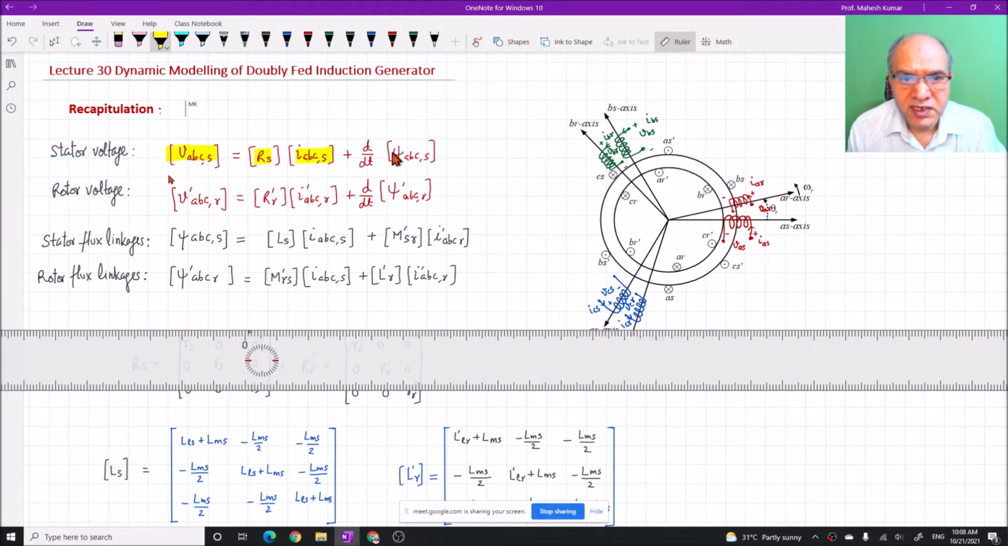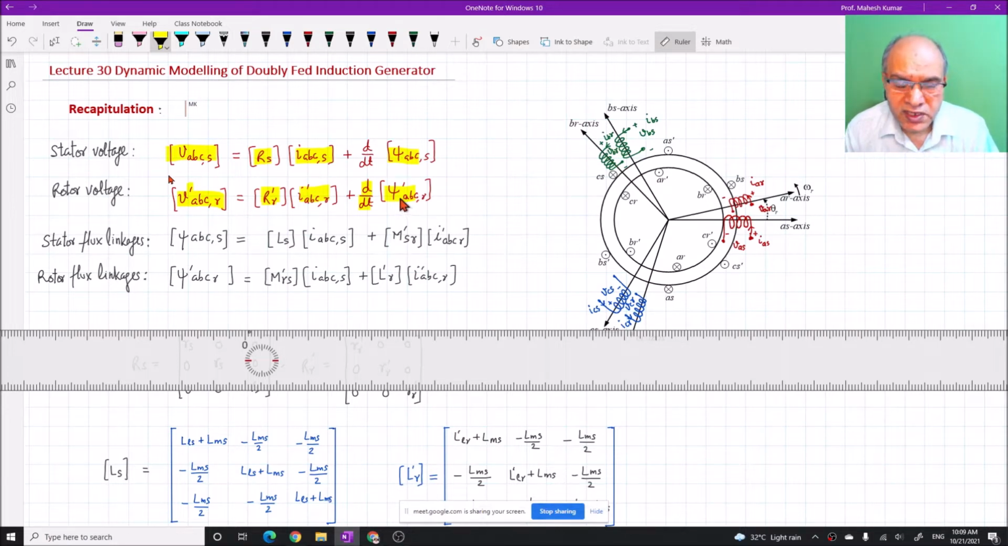Similarly, we have written the expression for the rotor voltage, that is V_abc,r prime. The prime denotes that it is referred to the stator side. So all quantities of the rotor are referred to the stator side, and therefore this equation was found as R_r prime, the rotor resistance matrix referred to the stator side, into i_abc,r prime, plus d psi_abc,r prime by dt.